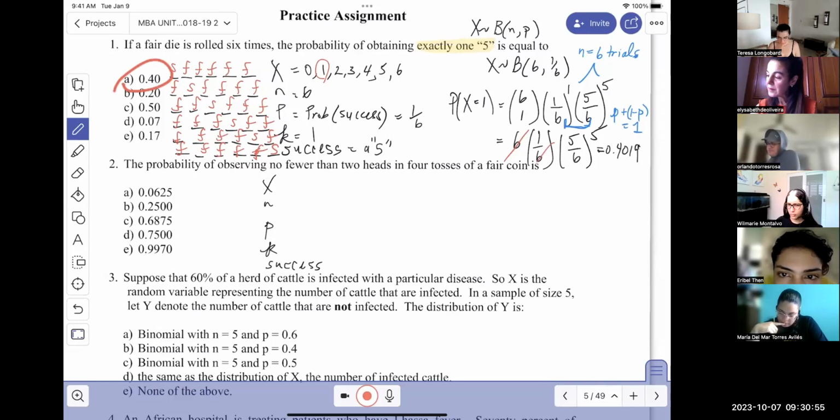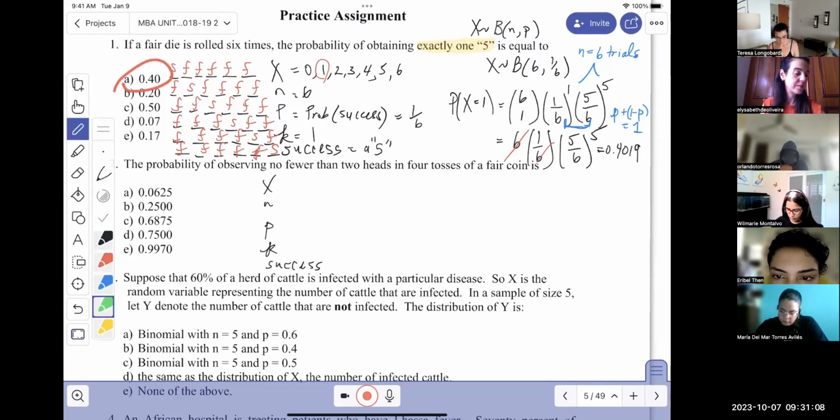All right, so for this one, the probability of observing no fewer than 2 heads in 4 tosses of a coin. So what are we repeatedly doing for this problem? Tossing the coin. So 4 tosses, right? So that gives us the repeated trials. There's going to be 4 of them. So I have that.